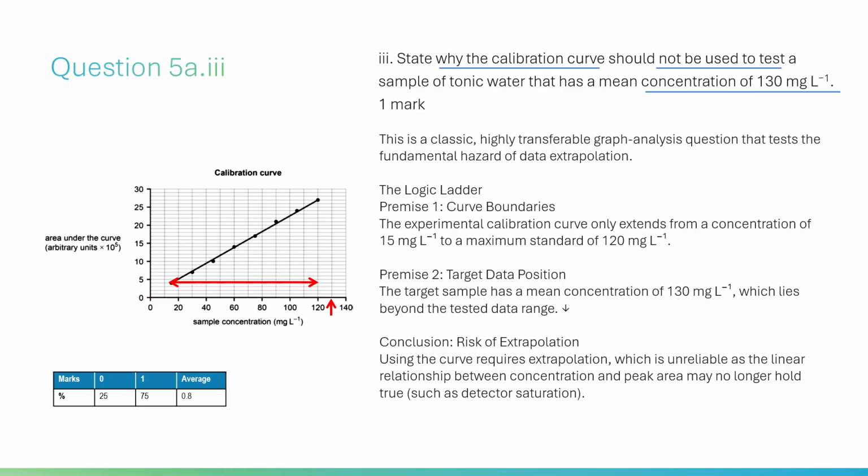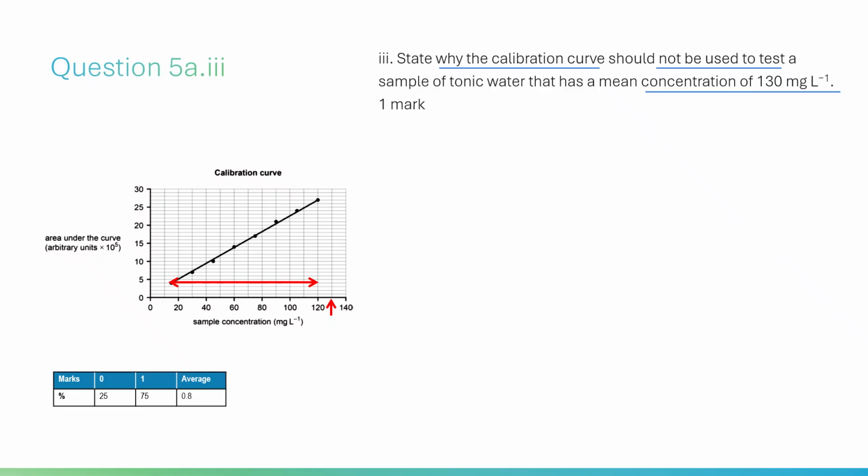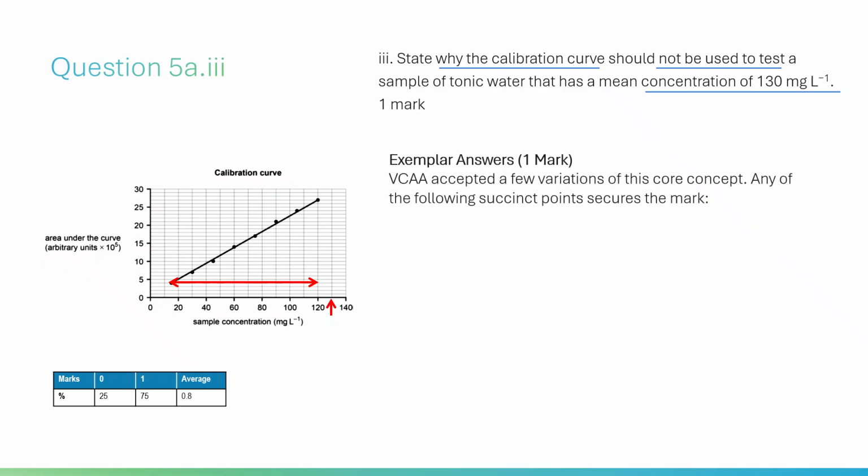Using the curve requires extrapolation, which is unreliable, as the linear relationship between concentration and peak area may no longer hold true, such as detector saturation. Exemplar answers: 1 mark. VCAA accepted a few variations of this core concept. Any of the following succinct points secures the mark.